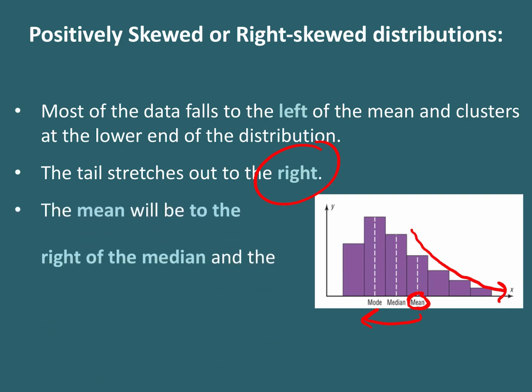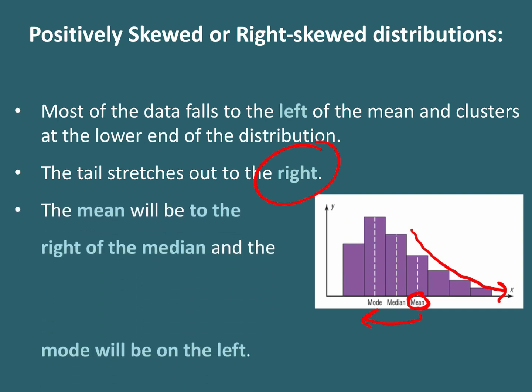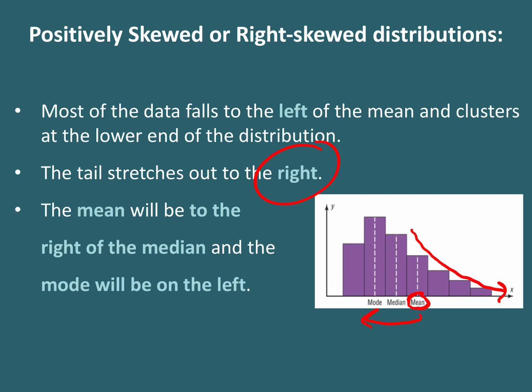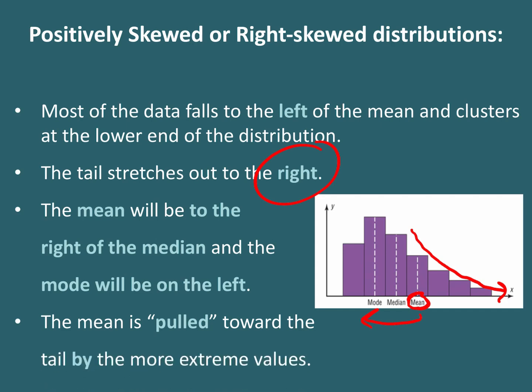The mean will be to the right of the median, and the mode will be on the left of the median. The mean is also pulled toward the tail by more extreme values. So the more extreme values we have over on this end, the more the mean will be pulled to the right.